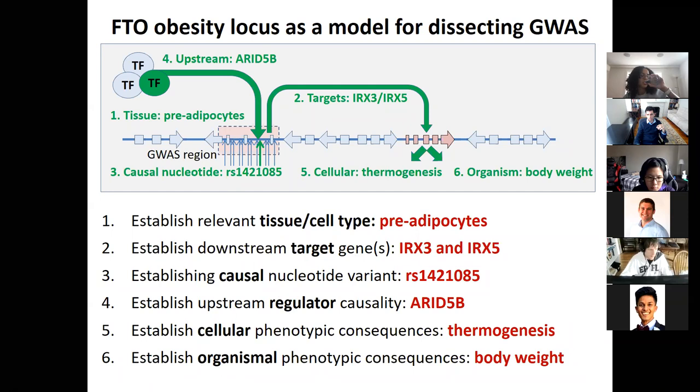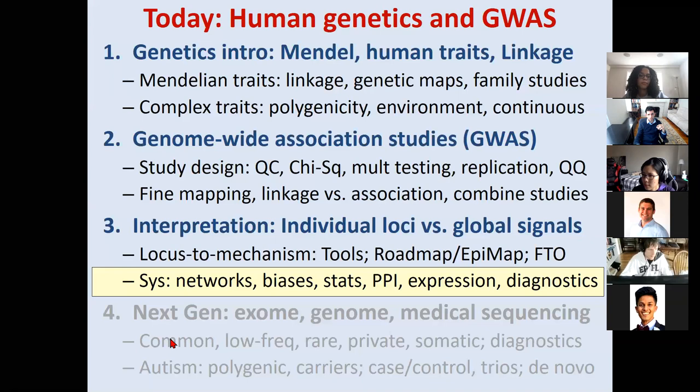And that's one of hundreds of loci. So we now need new tools for doing this systematically. And that's where we're going to stop. So we talked about genetics, genome-wide association studies, and then interpretation. What are the tools? Case studies looking at the global level, and then a case study looking at the single locus level. What I like to say, this is a whole paper about a single SNP in the human genome, a single bit of information.